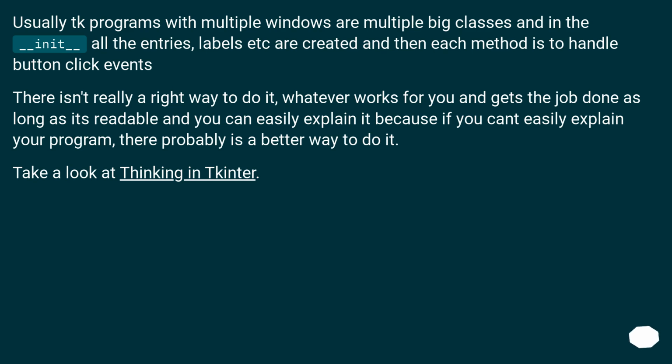Usually tkinter programs with multiple windows are multiple big classes, and in the __init__ all the entries, labels, etc. are created, and then each method is to handle button click events. There isn't really a right way to do it, whatever works for you and gets the job done, as long as it's readable and you can easily explain it, because if you can't easily explain your program, there probably is a better way to do it. Take a look at Thinking in tkinter.